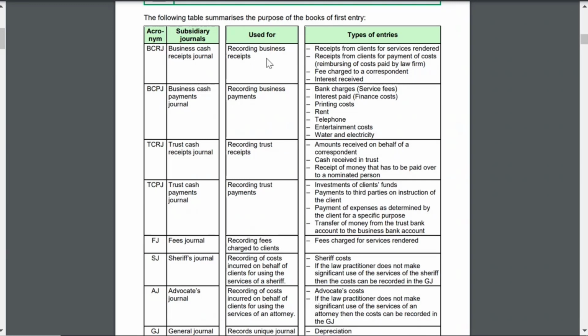So what is it used for? It's used to record business receipts. So this is the Business Cash Receipts Journal. And then there is a Business Cash Payment Journal, which is used for recording business payments. And there is a Trust Cash Receipts Journal. It is used to record trust receipts. And there is a Trust Cash Payment Journal. It is used to record trust payments.